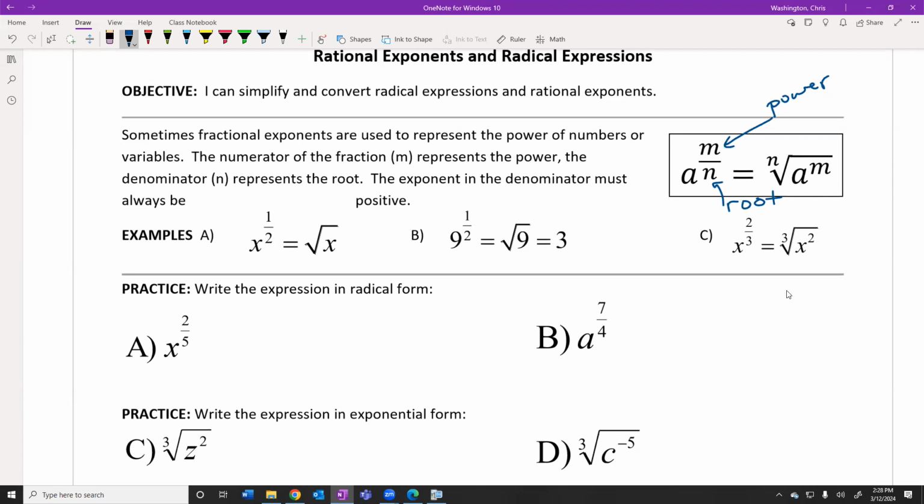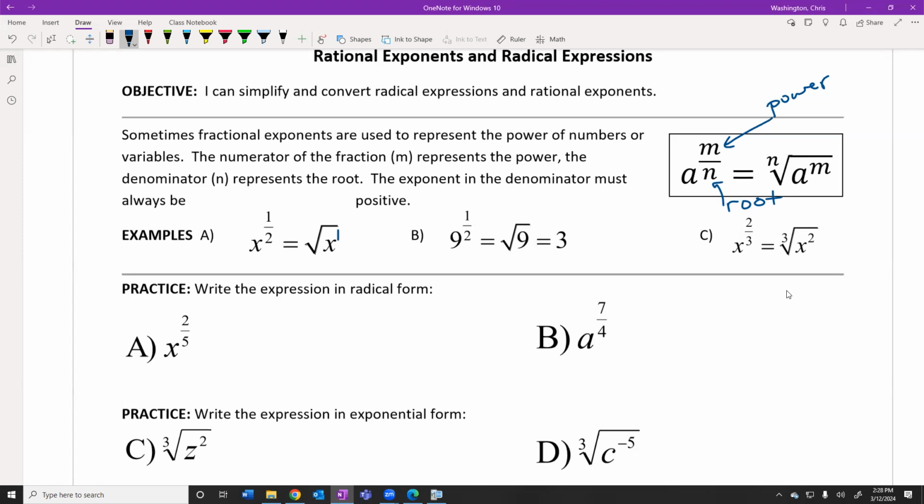What if we have something like x to the 1/2? X to the 1/2 is equal to the square root of x. Or you might say, well, 1 is the power. You're right, 1 is the power, and that x has a power of 1. Anytime we don't write the exponent, it's understood that there's a 1. What about the 2? The 2 ends up being the root.